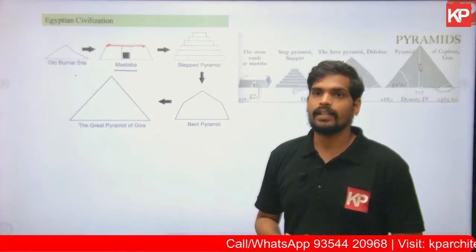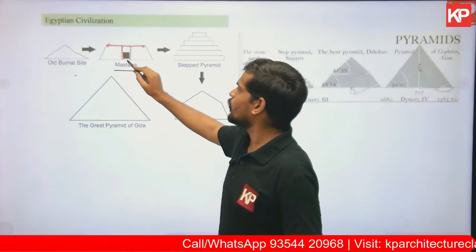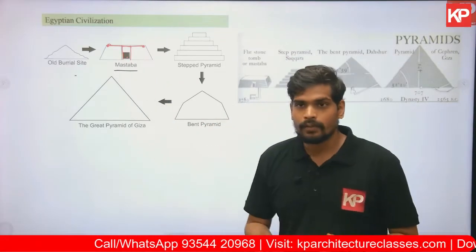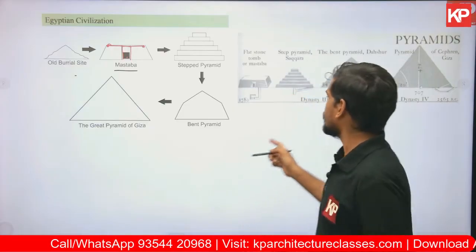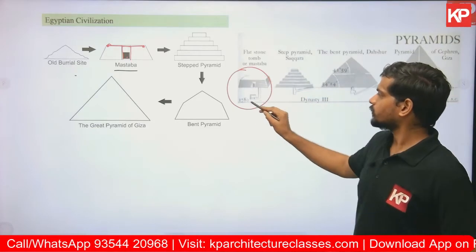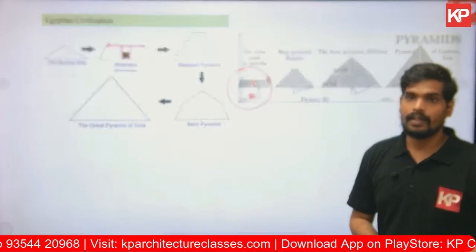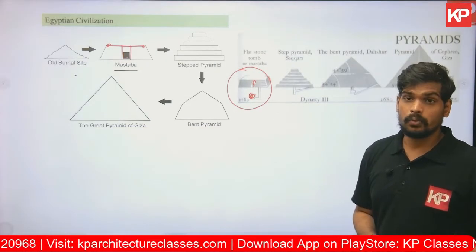On the top it is a flat roof, and you have a small room or a space for the temple of the dead person. The body would be buried underground, and you can see in this picture as well, this is a mastaba. The underground burial chamber is seen, and then you have a small temple on the top of that burial chamber. So these were the earlier tomb structures.